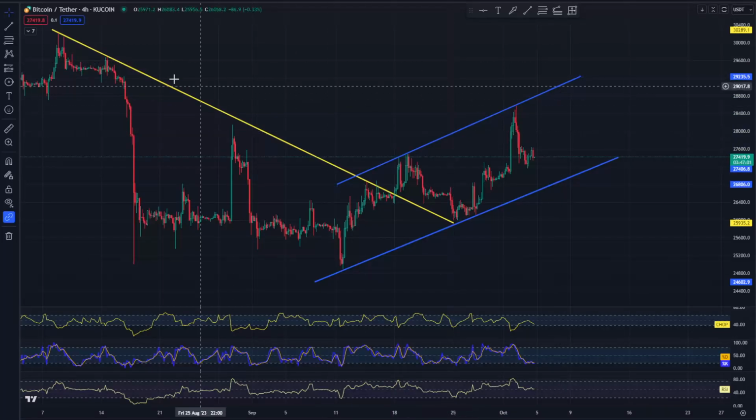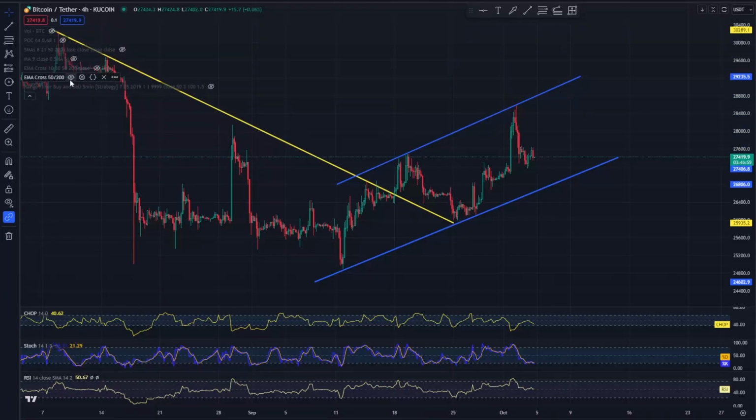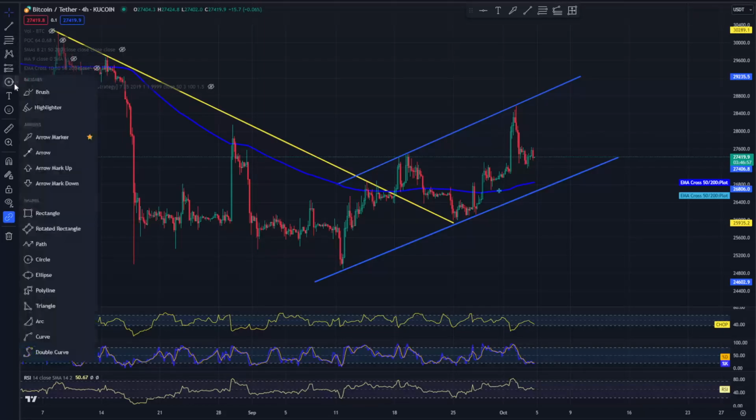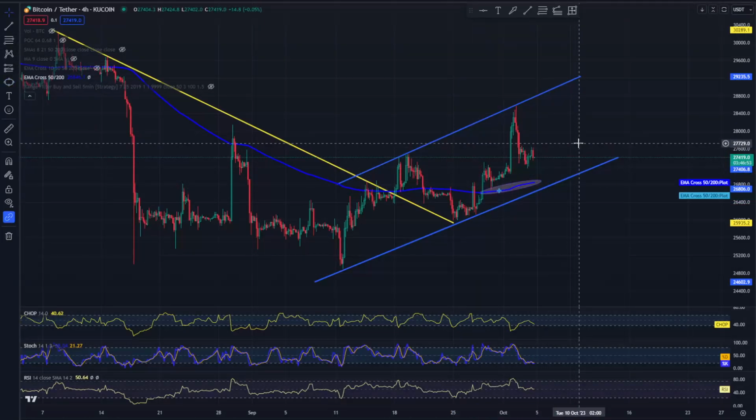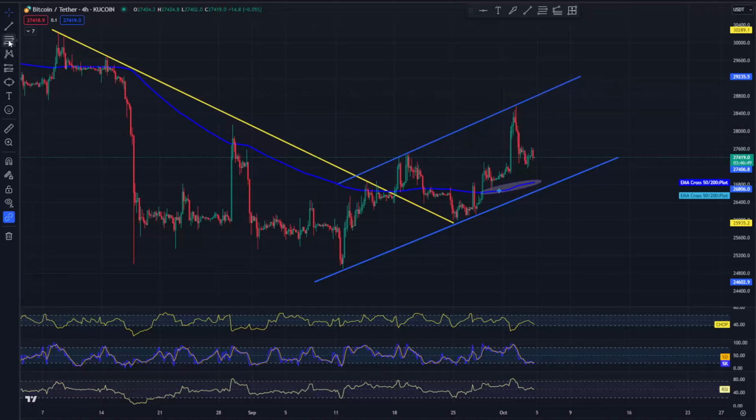When we look at the EMA cross 200, we see that the price remains above the blue 200 moving average line, which indicates that the uptrend is continuing. Now we can move on to marking support areas in the event of a correction.